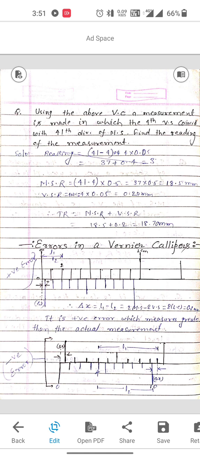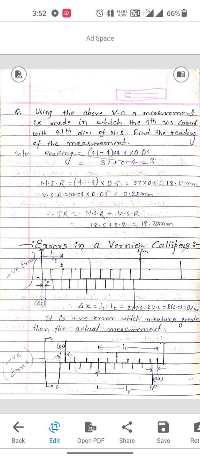Using the above vernier caliper, a measurement is made in which the fourth vernier scale division coincides with the 41st division of the main scale. Find the reading. 41 minus 4, that will be the main scale reading, into 0.5, as each division is 0.5, which gives you 18.5. Vernier scale reading is 4 into least count, 4 into 0.05, that will be 0.20. Then the reading will be main scale reading 18.5 plus 0.2, that is 18.7.